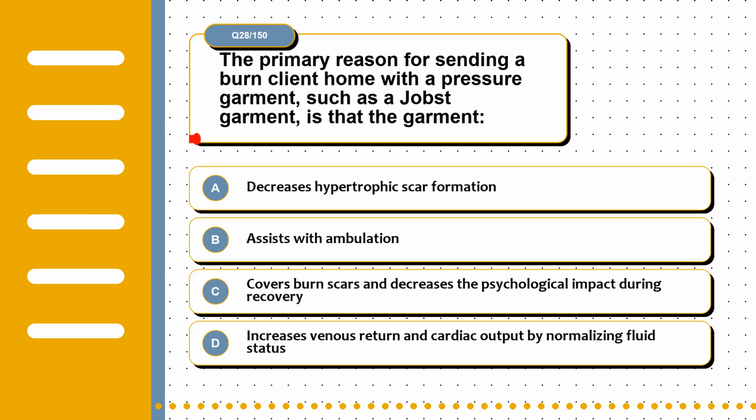Question 28. The primary reason for sending a burn client home with a pressure garment, such as a Jobst garment, is that the garment, here are the options. Option A. Decreases hypertrophic scar formation. Option B. Assists with ambulation. Option C. Covers burn scars and decreases the psychological impact during recovery. Option D. Increases venous return and cardiac output by normalizing fluid status.